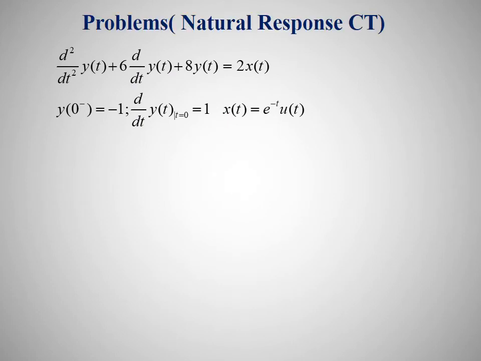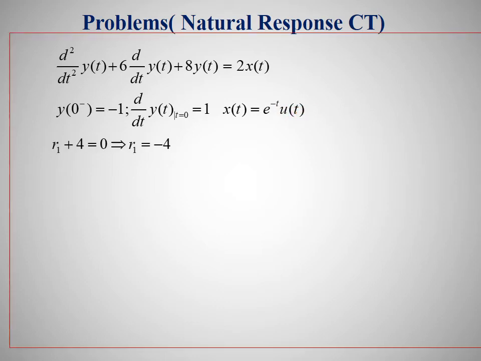Let us go on to the problem to determine the natural response given d squared by dt squared y of t plus 6 into d by dt of y of t plus 8 into y of t is going to be equal to 2 into x of t. The initial conditions given are y of 0 minus equal to minus 1, d by dt of y of t at t equal to 0 is equal to 1, and the input x of t is going to be equal to e power minus t u of t. We need to determine the natural response.